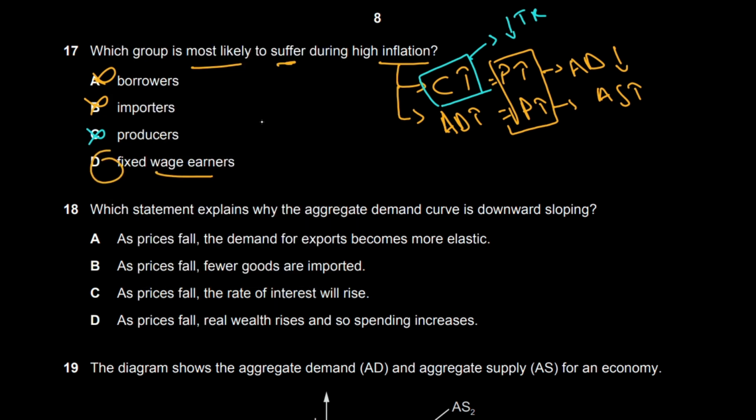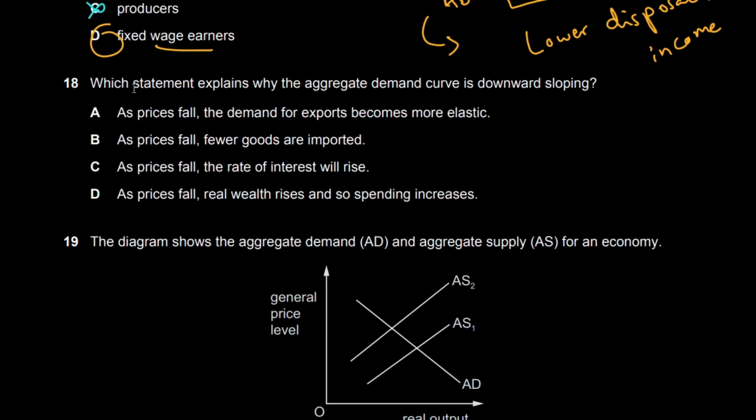Option D states fixed wage earners. This is correct, as fixed wage earners will suffer in both cases. In cost push, there will be an increase in price, which will lead to lower disposable income, while in aggregate demand pull inflation, this will lead to a rise in price as well, which will further decrease their disposable income.